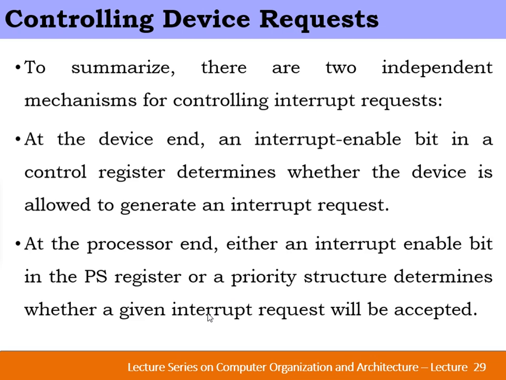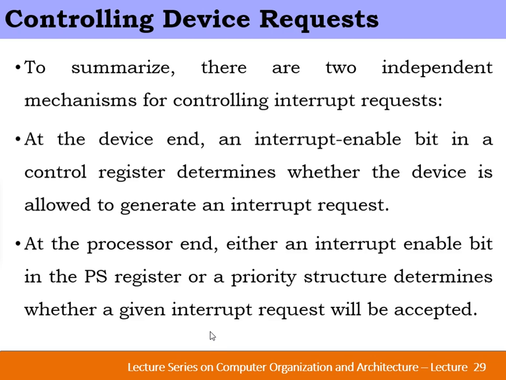Similarly, the other mechanism is at the processor end, where we have a controlling mechanism for whether to accept that interrupt request or not. Many IO devices will be involved. Even though many IO devices might be generating an interrupt request, the processor is going to make a decision whether to accept that interrupt request or not.